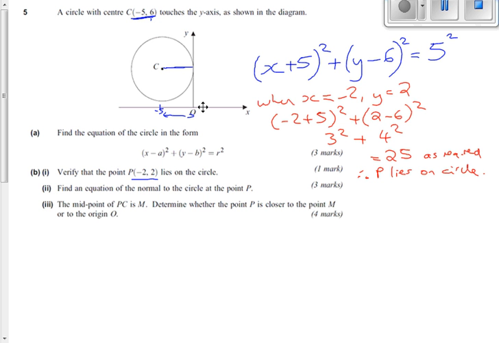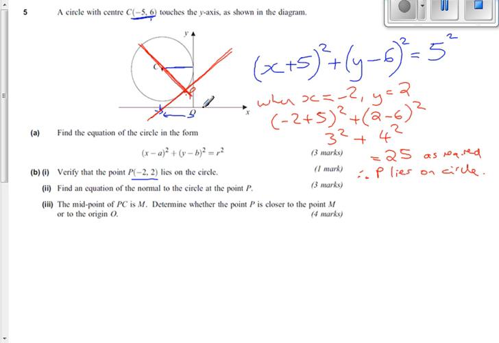Find the equation of the normal to the circle. Well, we've got this point P, and there's a tangent going across there. We're not being asked for that. The examiner's report says a lot of people tried to work out what that line was. The normal is just this line here. So we're going from C to P.